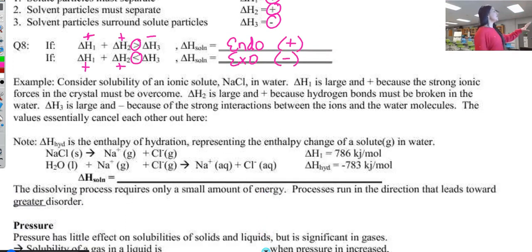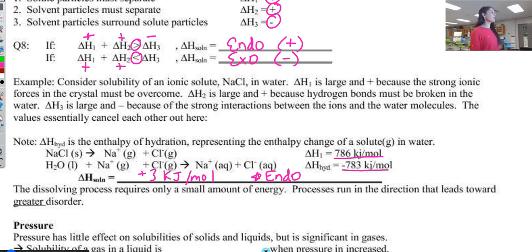Another example here is just talking about salt dissolving in water. We can actually see that the values here are very close. We've got 786 and a negative 783 for it to come together. And so when we add the two together, we actually get a positive 3 kilojoules per mole, which means that it is an endothermic process, okay? And so if you were to put a thermometer inside of there, then what we should see is that it should feel colder. Not by much, but still feel colder, okay?